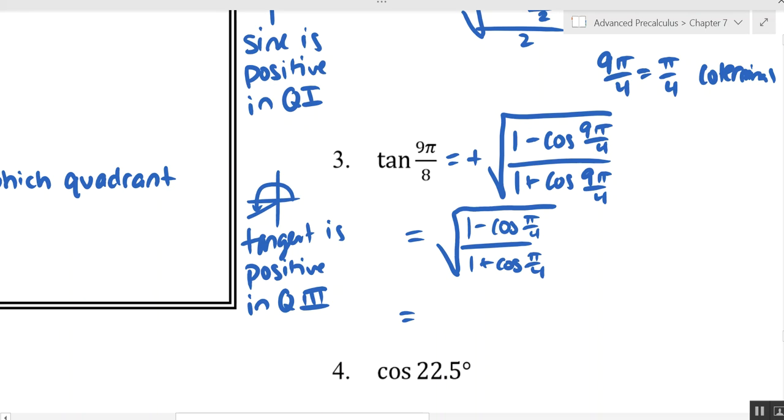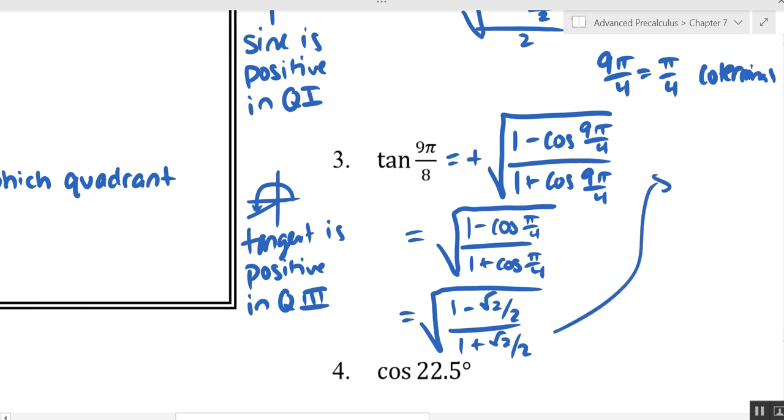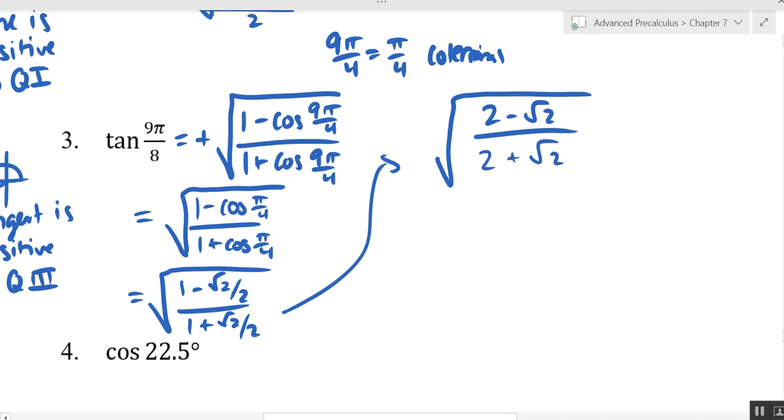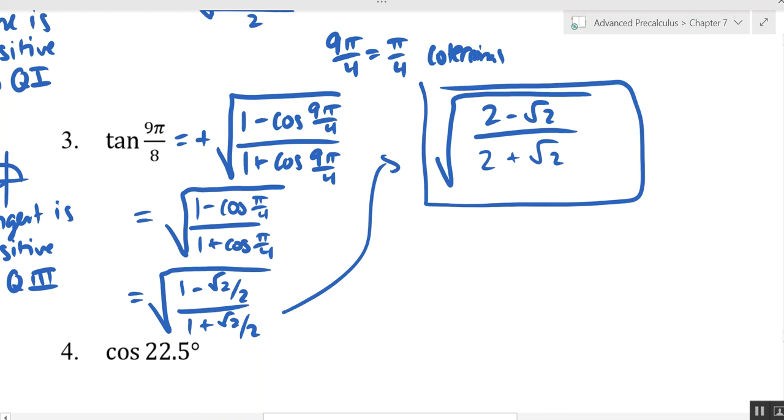So when we evaluate that, we wind up with 1 minus root 2 over 2 over 1 plus root 2 over 2. Baby fractions gives us, multiplying top and bottom by 2, we get 2 minus root 2 over 2 plus root 2. So at this point, I'd encourage you to pause the video and see if you can tackle question 4.